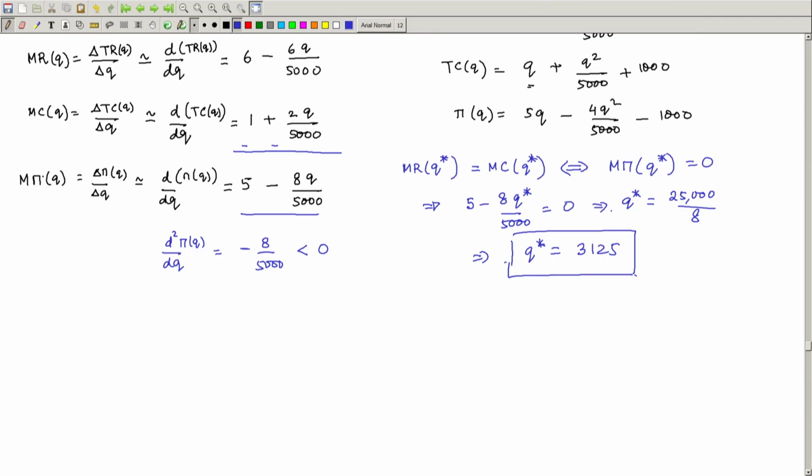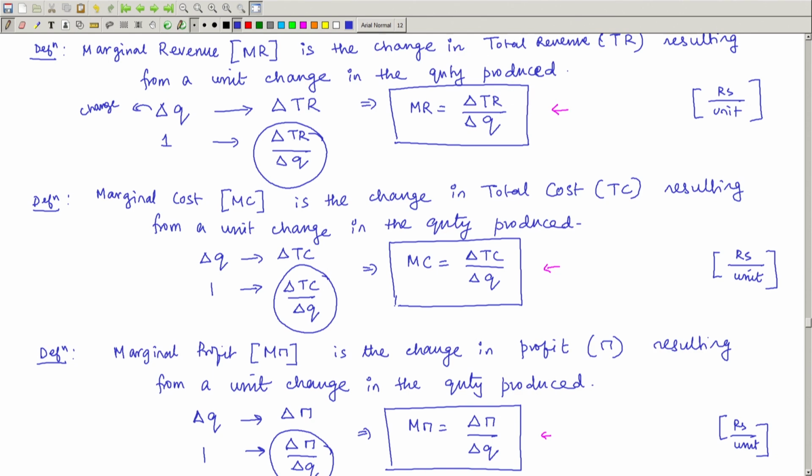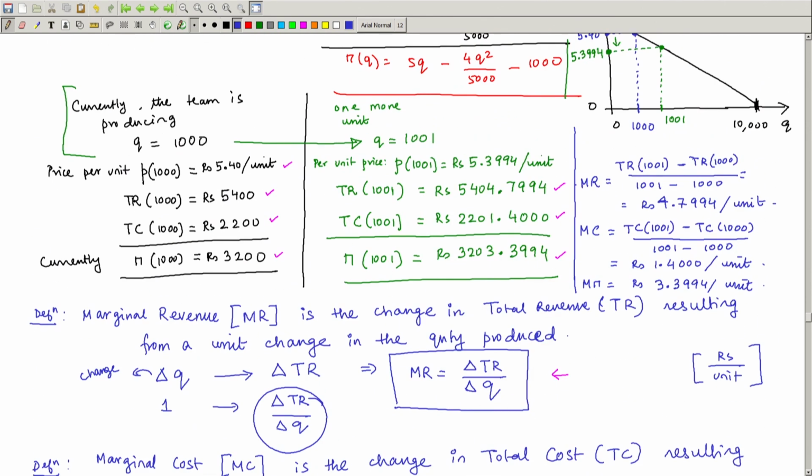Okay. Now, what is the difference between the two approaches that we did, right? So, the two approaches complement each other. The marginal analysis, the first analysis that we did, we started with q equal to 1000 and then we moved to q equal to 1001. That told us in which direction the firm ought to go. So, we learnt that the firm should be moving in the direction of increasing the output.